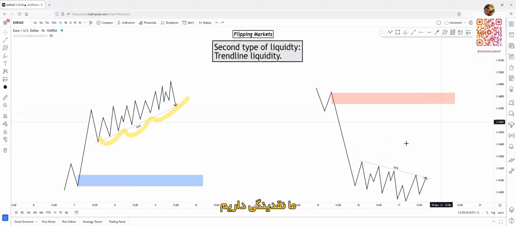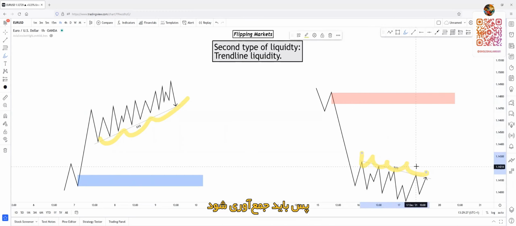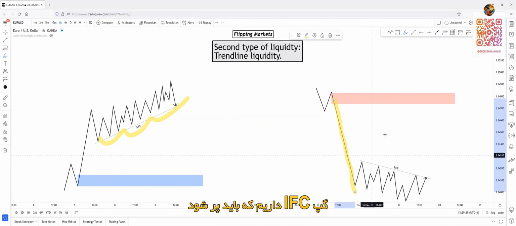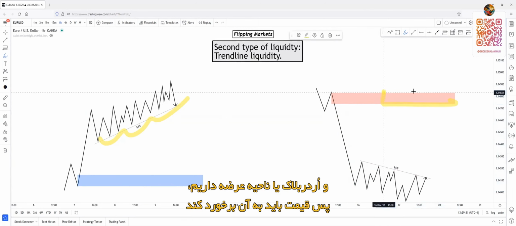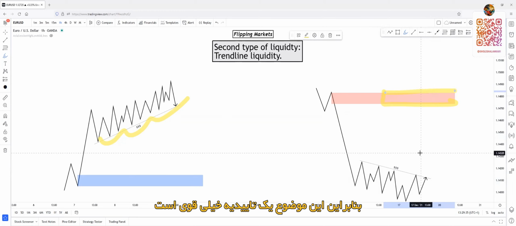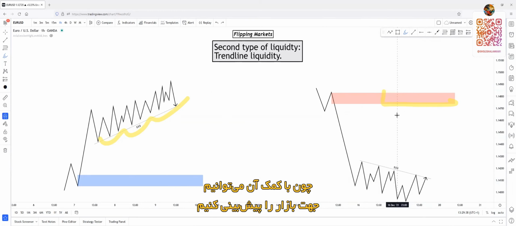We have liquidity, it has to be swept. We have inefficiency, it has to be filled. We have an order block or supply zone, it has to be tapped. So this is a really strong confirmation, because we basically can predict the direction of the market.